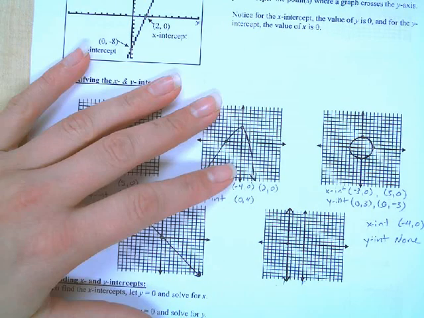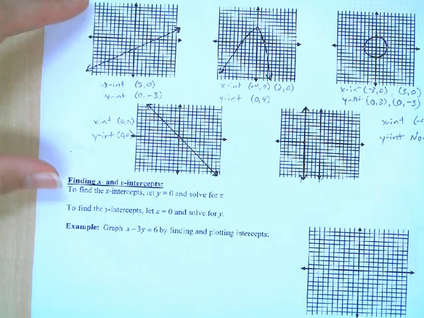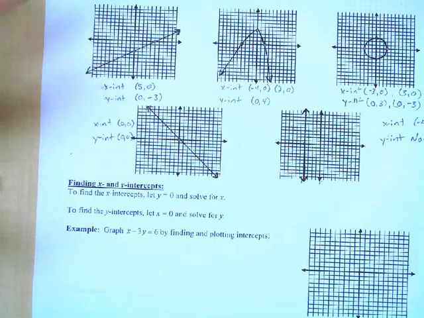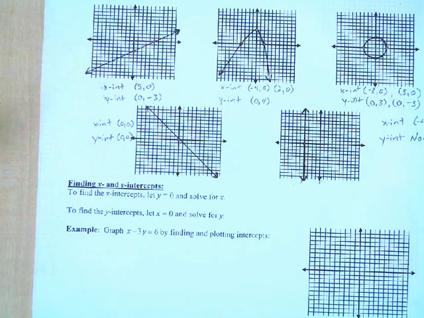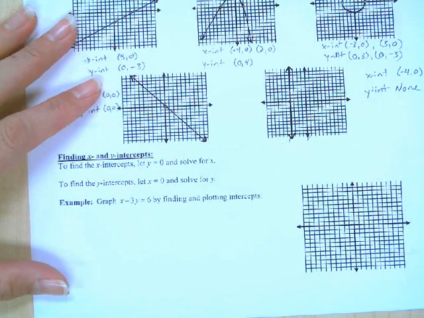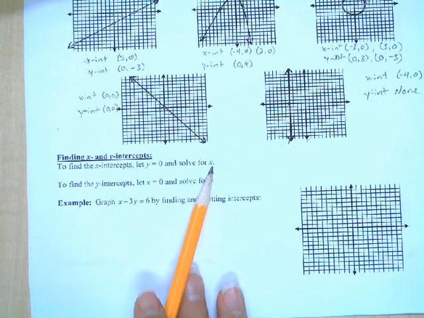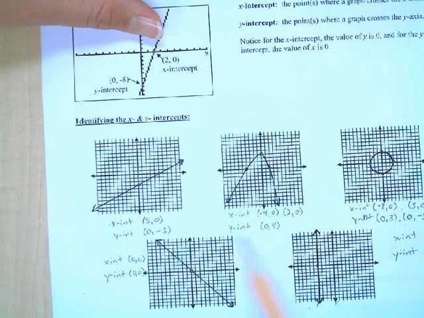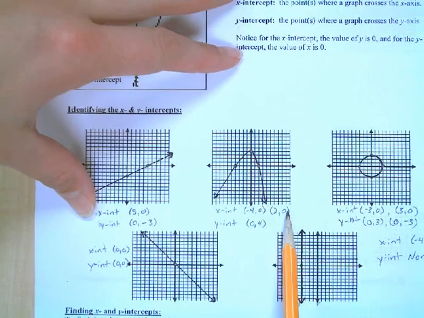So they need me to find and plot intercepts. It says to find the x-intercept, we want to make y equal 0. So we're going to do exactly that. I'm going to take my equation and plug a 0 in for y. So x minus 3 times 0 is equal to 6. Okay, so now I'm just going to solve. 3 times 0 is 0, it just goes away. x is equal to 6. So my x-intercept is 6.